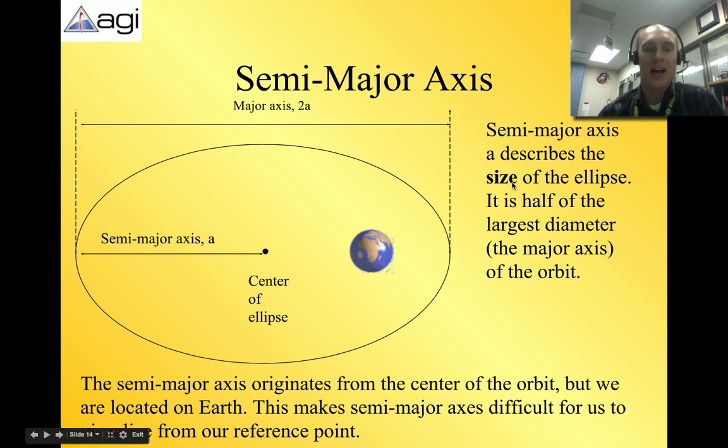A describes the size of the ellipse. It is half the largest diameter of the major axis of the orbit. The semi-major axis originates from the center of the orbit, right here, but we are located on Earth, so that makes the semi-major axis difficult for us to visualize from our reference point. If we are here and we have a satellite traveling around us, you can't just point to the center of this ellipse. It's not just like a little red X out in space. So we have to do other calculations to figure that out. But again, the semi-major axis right here describes the size of the ellipse.